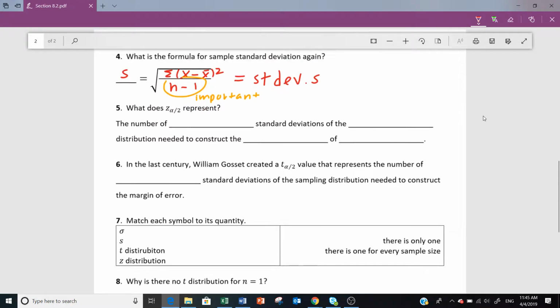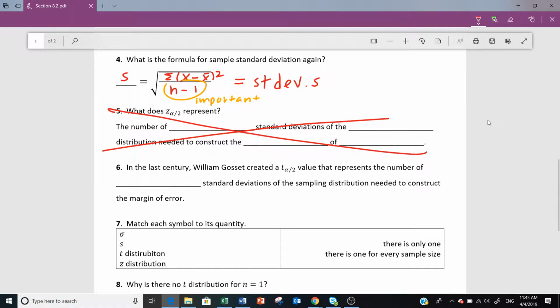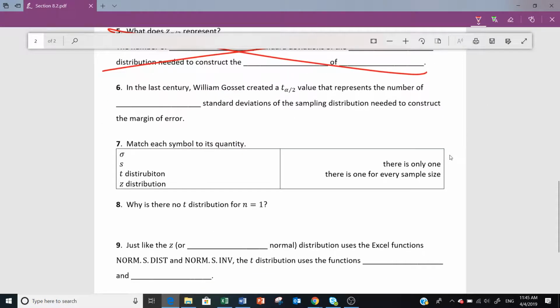We're going to skip question 5 because I think I've pretty much talked about that already. We're going to use something called a T alpha over 2 value instead. That's going to be the alternative, the T alpha over 2 value. And the T alpha over 2 value uses the sample standard deviation instead of the population standard deviation. So I want us to just write a note here that says uses sample standard deviation.